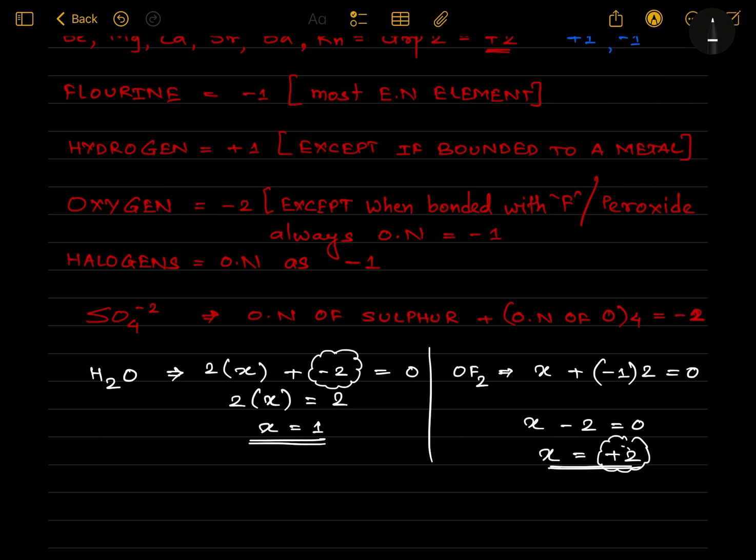In the next part of this chapter, we will be talking about quite a few examples of oxidation numbers, and we would also talk about whether the reaction is a redox reaction or not. That is, we would be trying to find out whether the reaction is a redox reaction or not.